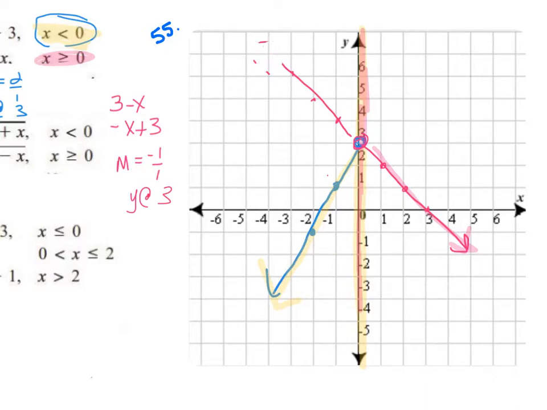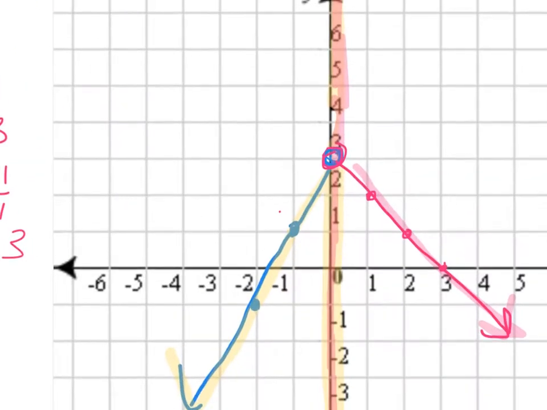What do I do with the other part? I erase it. I don't want it. And what kind of a dot should I have at this point? Closed, because we're equal to.